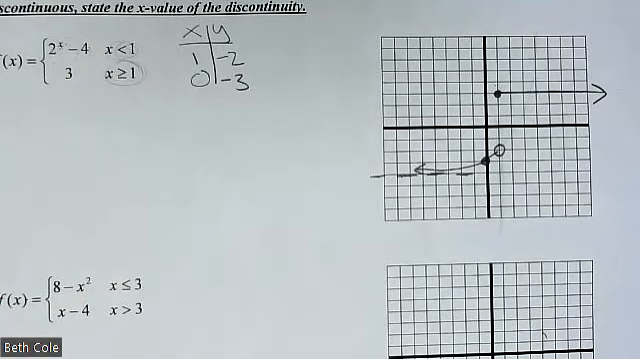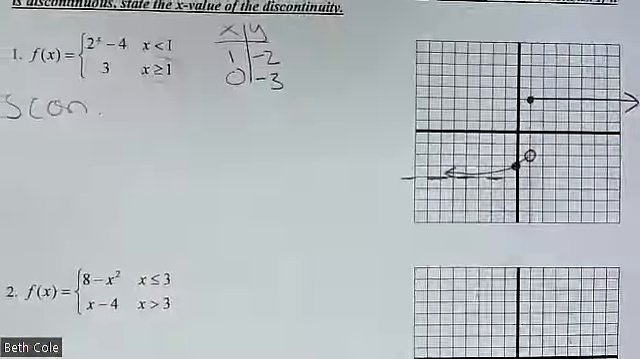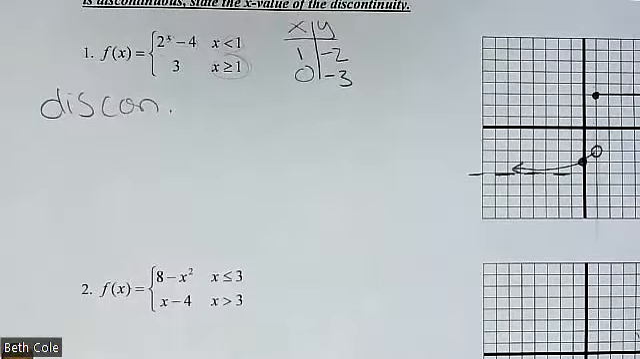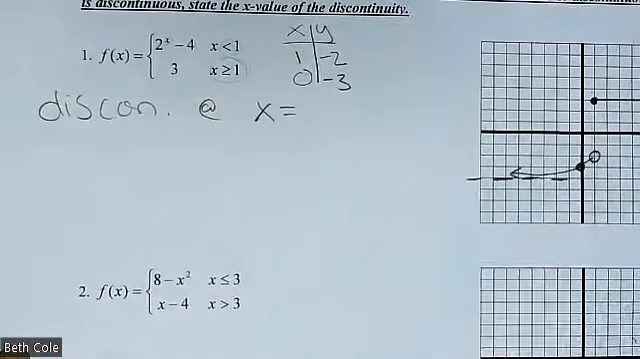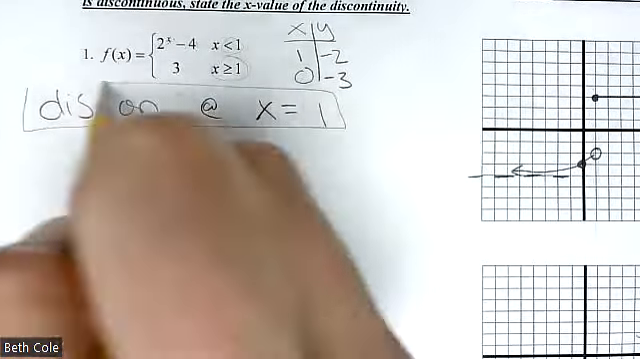Okay. Is it continuous or is it discontinuous? So we're going to say discontinuous, and you can abbreviate for me. Discontinuous at x equals what? Because it's only discontinuous at one place. Where is it discontinuous? 1. Good job. Discontinuous at x equals 1.